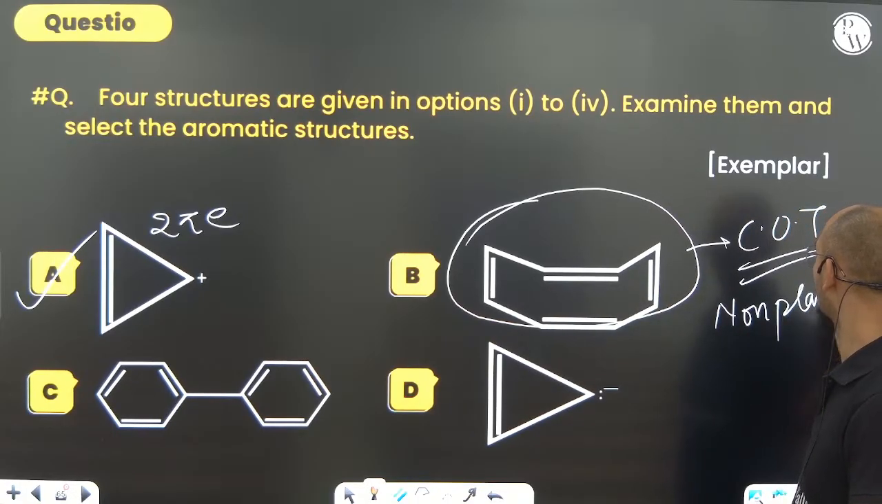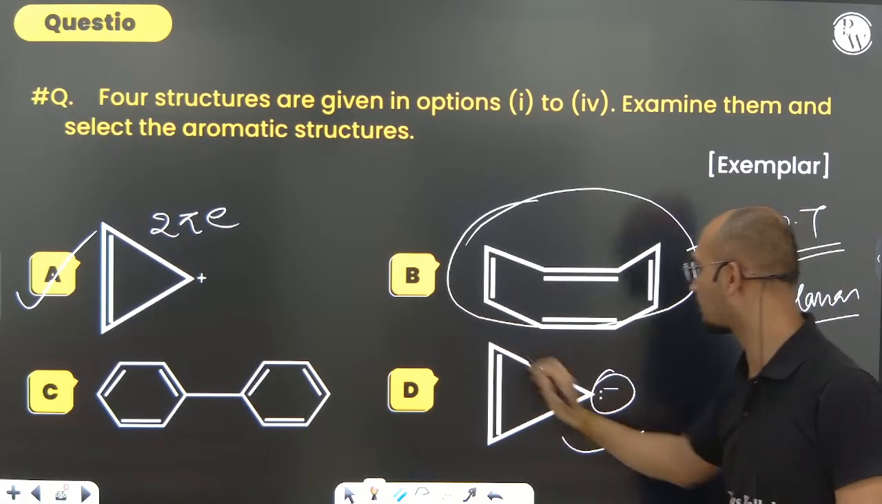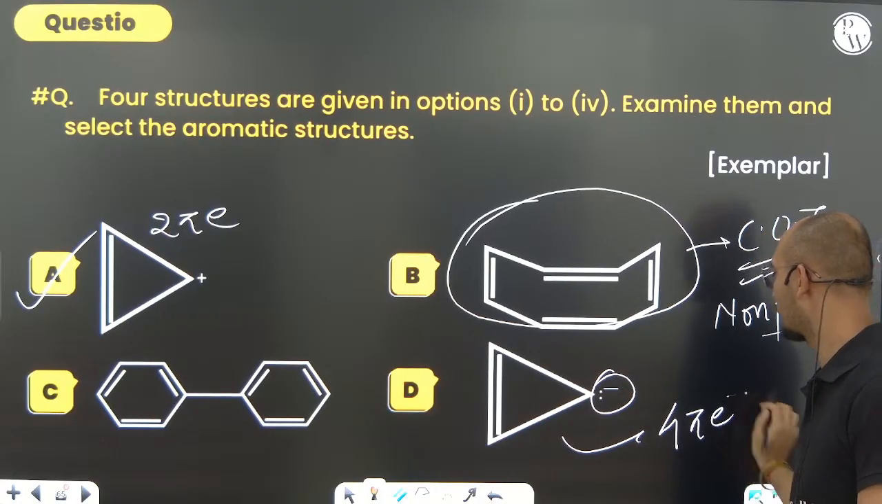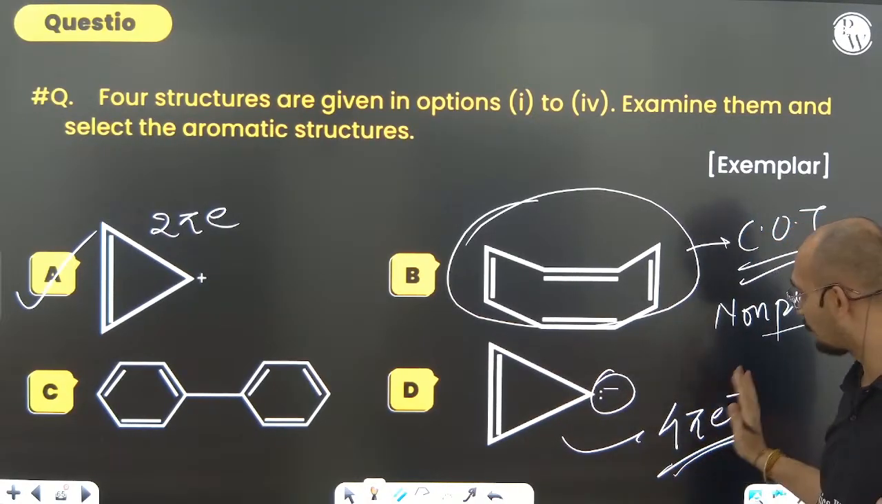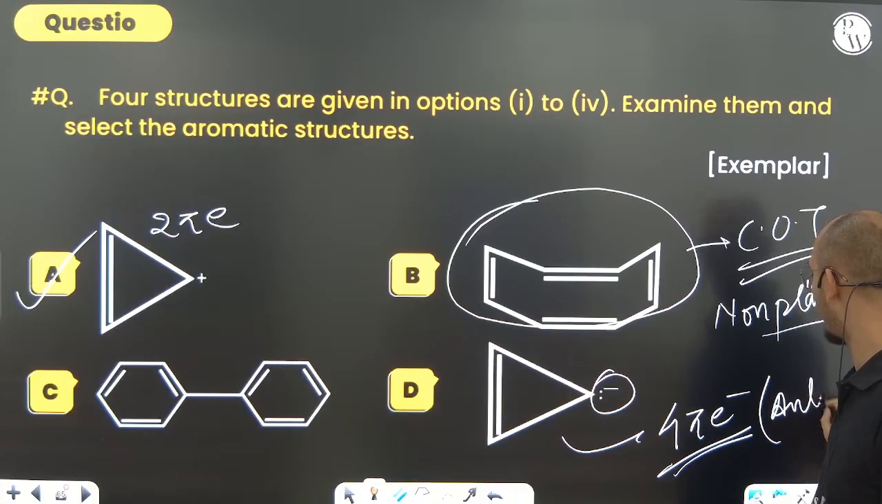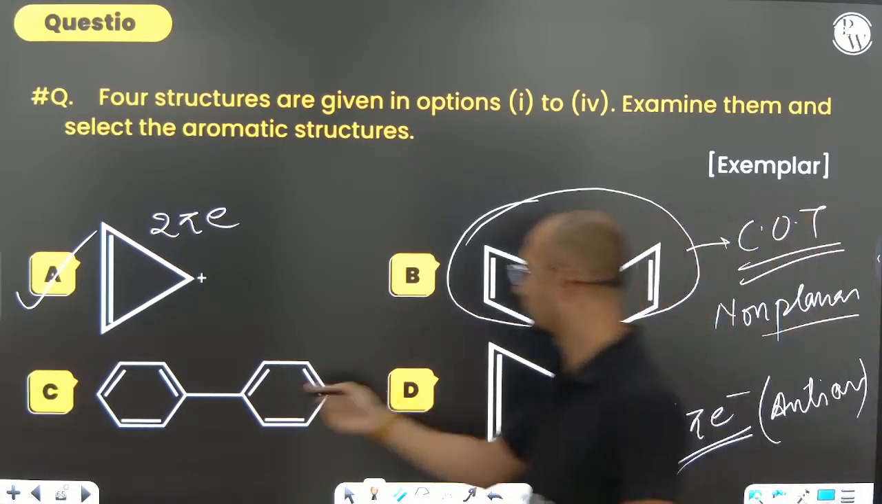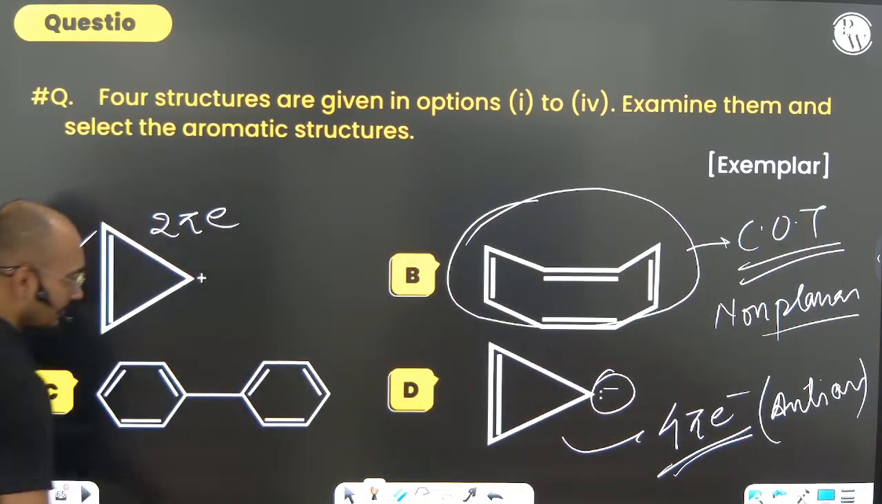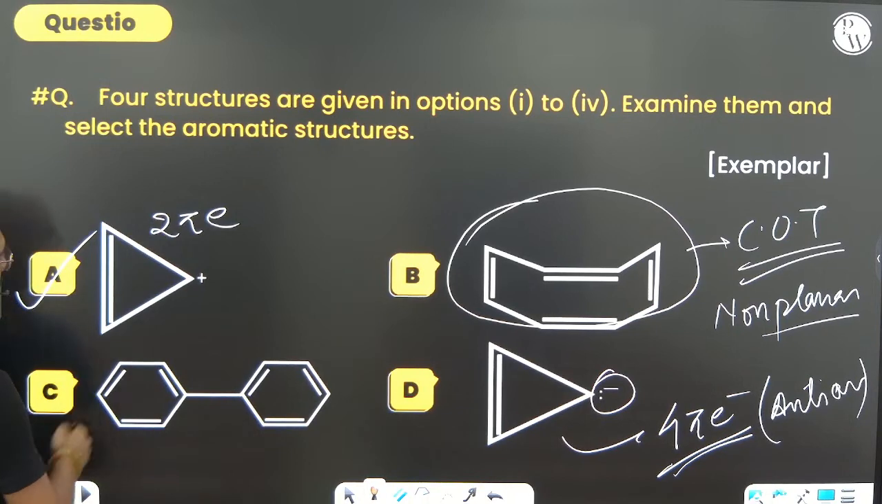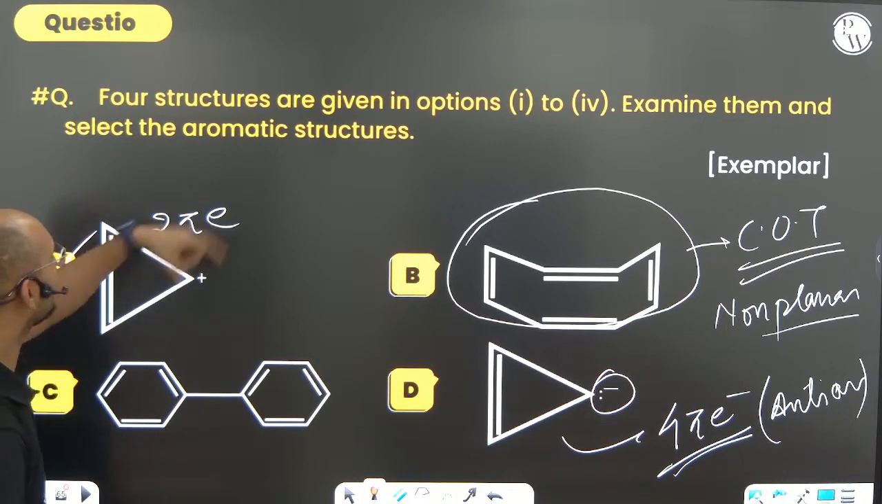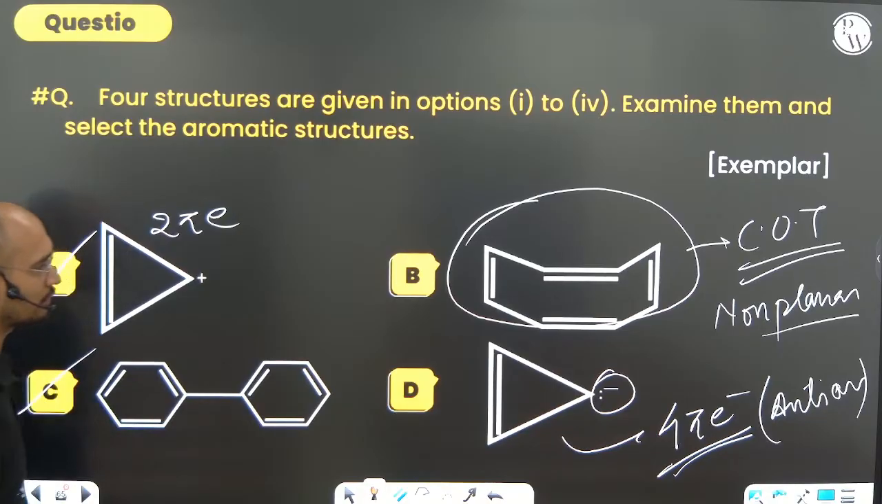This is non-planar. What about this? How many of the electrons are there? 4 pi electrons are there. Though conjugation is there, but it is 4 pi electron. Anti-aromatic. What about this? There it is going to be aromatic. So here it is going to be select aromatic structure. This is also aromatic.